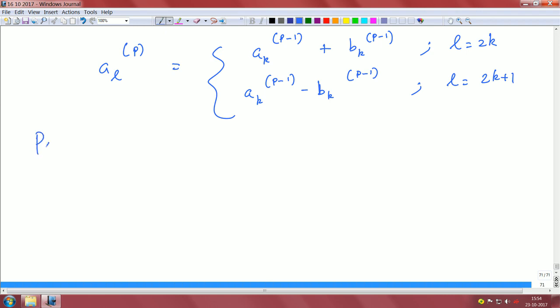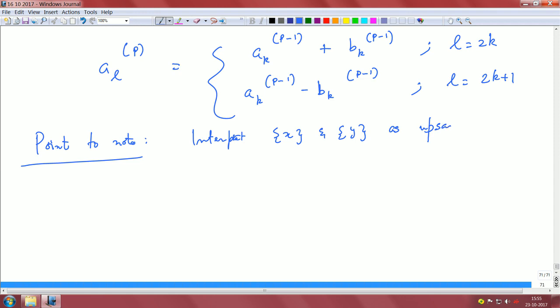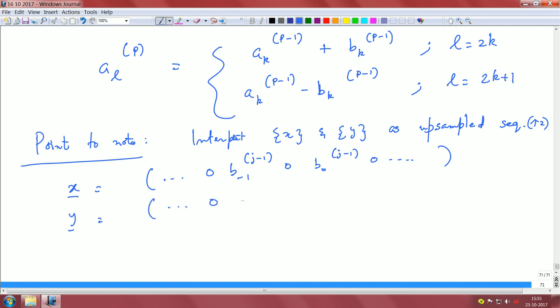I think the only point to note, as I mentioned earlier, is to interpret x and y as upsampled sequences, that is, upsampled by 2. So, you have something like dot dot dot 0 b minus 1 j minus 1 0 b 0 j minus 1 0 dot dot dot, and y can be interpreted as dot dot dot 0 a minus 1 j minus 1 0 a 0 j minus 1 0 dot dot dot.